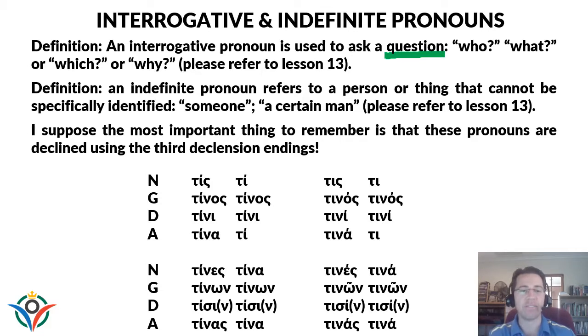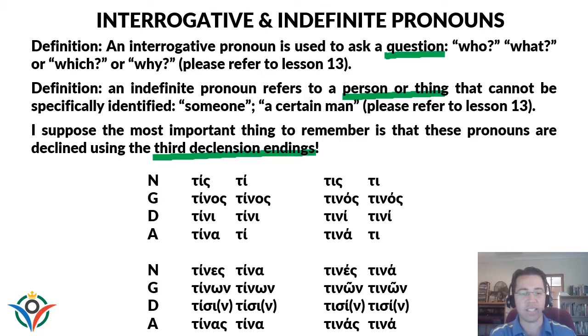And then an indefinite pronoun refers to a person or thing that cannot be specifically identified. For example, someone, a certain man. So please refer to lesson 13 for more details regarding these two types of pronouns. But I suppose the most important thing to remember regarding interrogative and indefinite pronouns is that these pronouns are declined using the third declension endings. All right, so you can see that in the table that I've given you here.